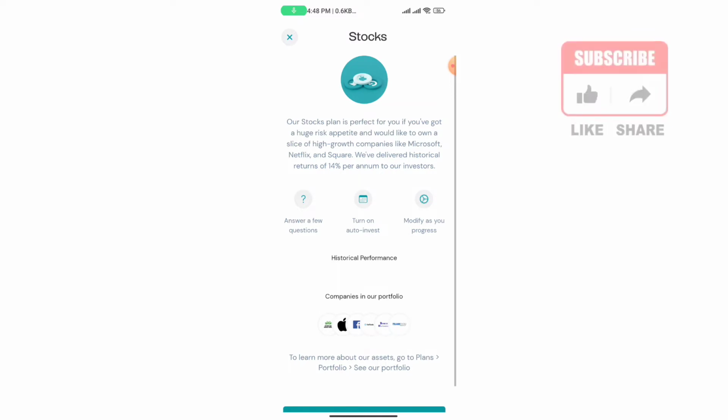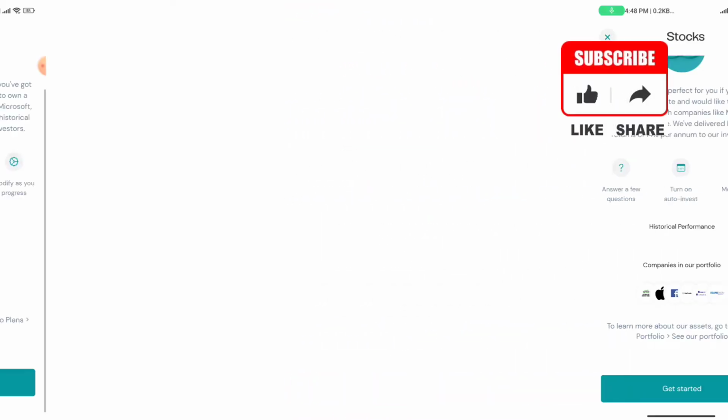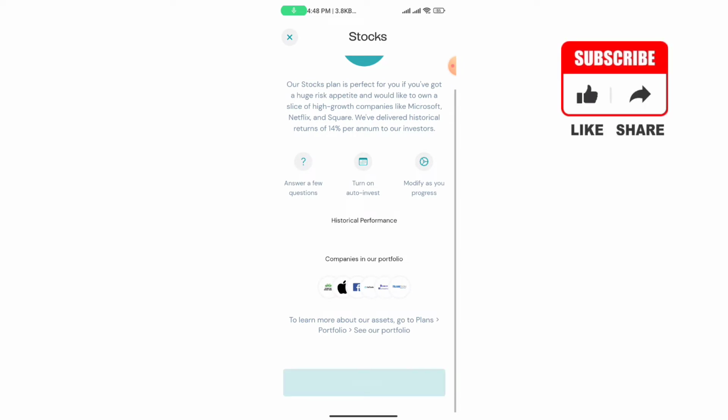Now this is what Risevest does for you. They do something like a salad. If you want to eat salad, you have cucumber, you have apple, you have different things, you have the cabbage in the salad. So what Risevest does is they buy the shares of different companies and they now sell it for you. So if you are buying $50 shares here, it's going to have Facebook, it's going to have Apple. You can see some of the names. So it's going to have different ones inside, and their historical performance is 14% per annum. Please note that stock is high risk.